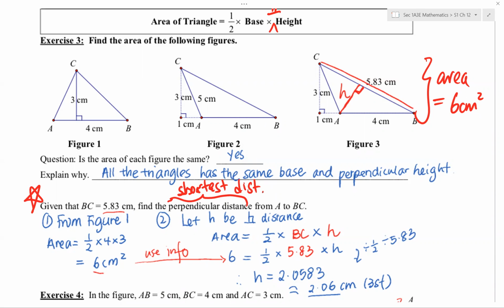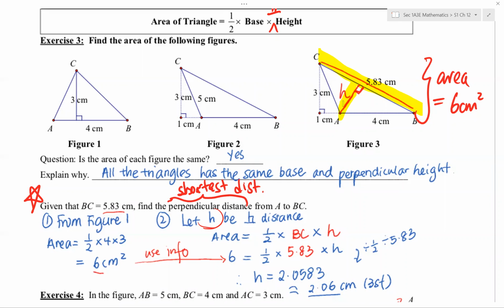Okay, now we let that distance be H. Let the distance be H. We are going to form an equation. What has the length BC and this H over here got to do with the area of a triangle? We already found the area of the triangle using other information given. It is 6. The area is 6.